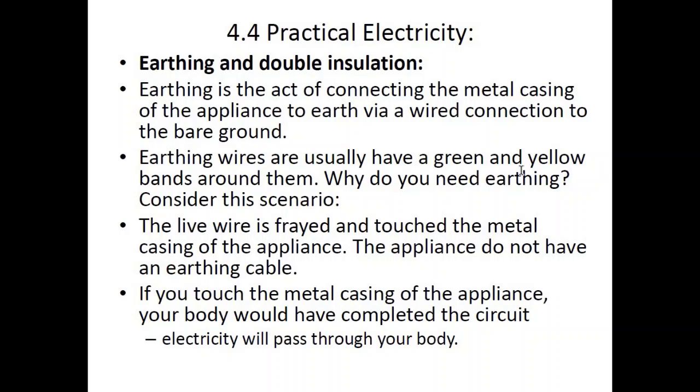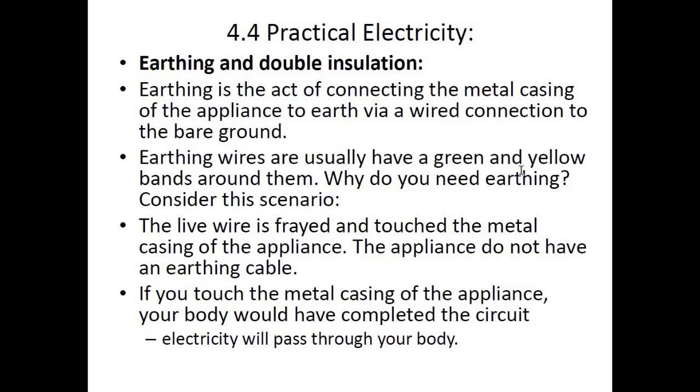Another safety measure is earthing and double insulation. Earthing is the act of connecting the metal casing of the appliance to earth via a wired connection to the bare ground. Earthing wires usually have a green and yellow color, but then again it varies from country to country, so learning these colors isn't really important. You don't have to learn them by heart.